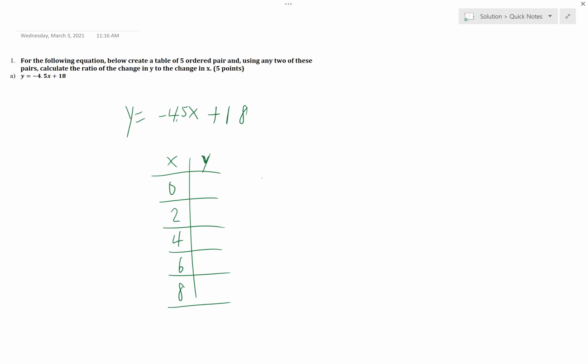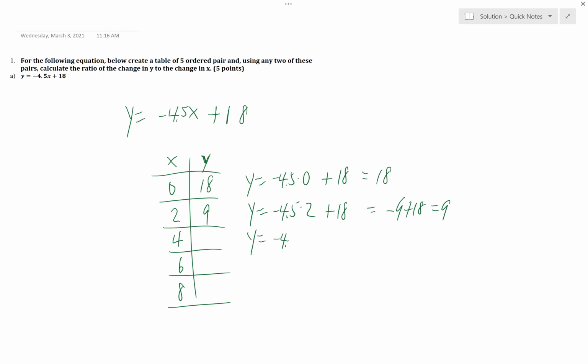Let's calculate all the y values. Start with x equal to 0, then y equals negative 4.5 times 0, adding 18. Simplify, you get 18. That's the y-intercept, 18. The second one, y equals negative 4.5 times 2, adding 18. So negative 9 plus 18 is positive 9. Then y equals negative 4.5 times 4, adding 18. So that's negative 18, adding 18, then we get 0.